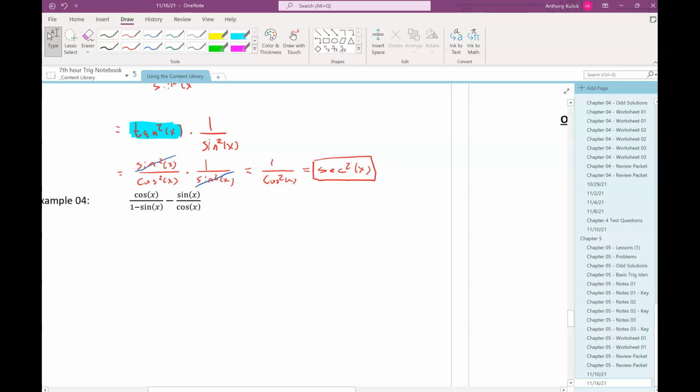You want to cancel the cosine x's? You can't do that. It's not multiplication. Excellent call. You cannot reduce across addition or subtraction, only multiplication. That's an example of an algebraic mistake that would allow you to do all kinds of crazy stuff that you definitely can't do.